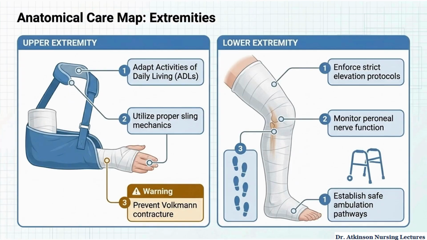Upper and lower extremity immobilization require different nursing priorities. Upper extremity care focuses on adapting activities of daily living, proper sling use, and monitoring for complications, such as Volkmann's contracture from forearm compartment syndrome. Lower extremity care emphasizes edema control through elevation, monitoring peroneal nerve function to prevent foot drop, and ensuring safe ambulation with assistive devices. Careful neurovascular assessment and patient education are essential for both.